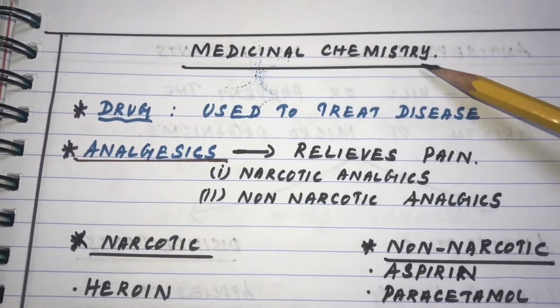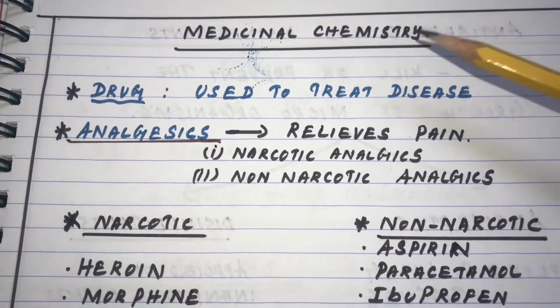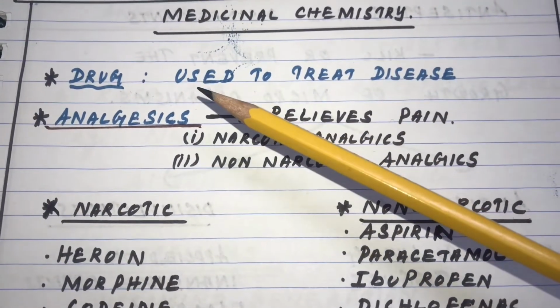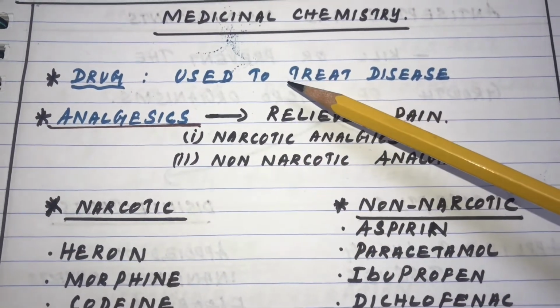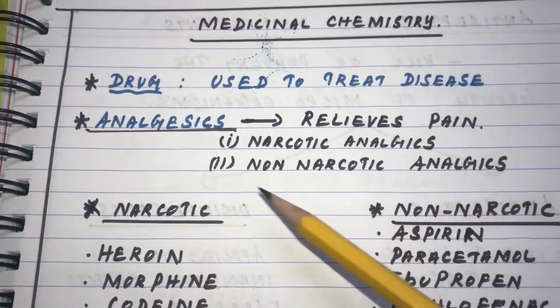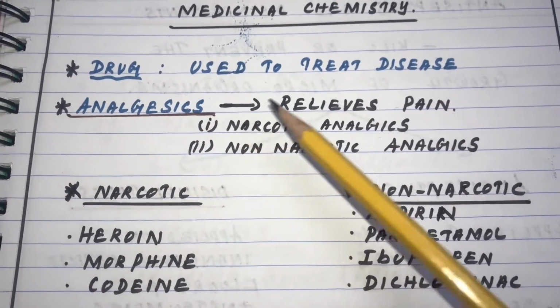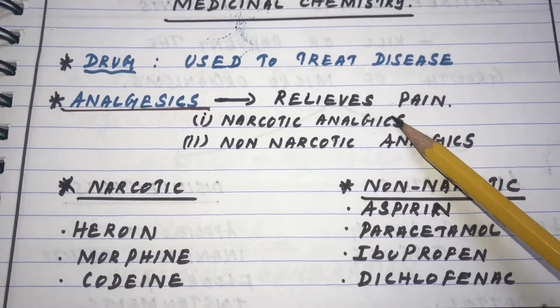In this video we are going to see the chemicals which are used as medicines. Drugs. What are drugs? Drugs are the chemicals which are used to treat diseases. The first one, analgesics. Analgesics are the substances which are used to relieve pain.